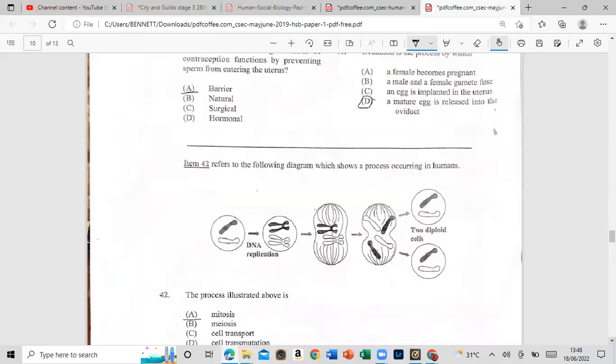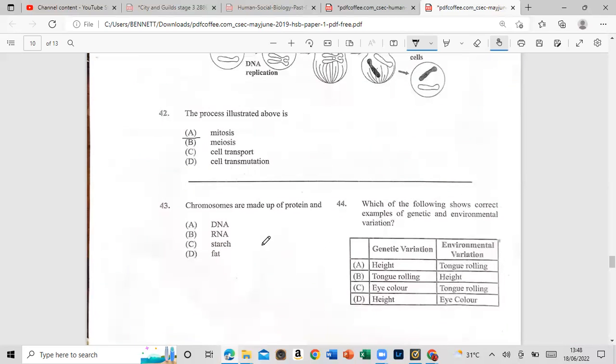Chromosomes are made up of protein and DNA, so that should be A. That was on the last paper also. 44. Which of the following shows a correct example of genetic and environmental variation? Genetic variation, height, environment radiation, tongue rolling. Tongue rolling and height, so that's B.